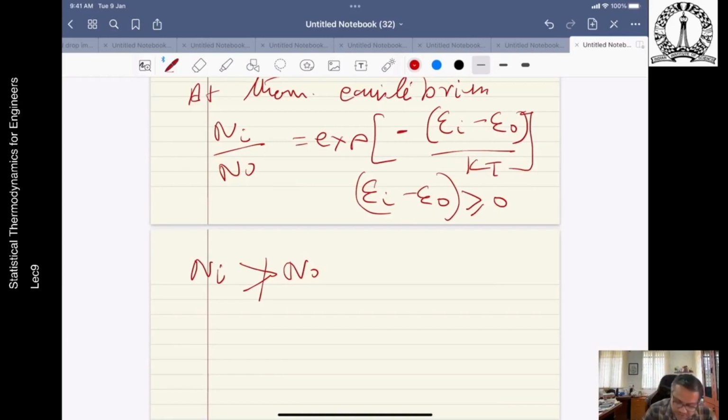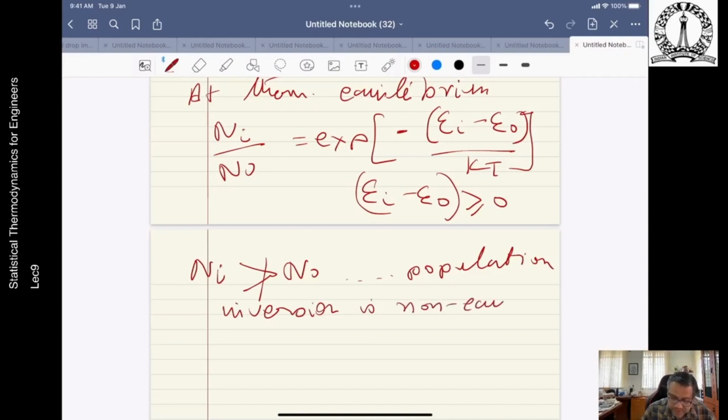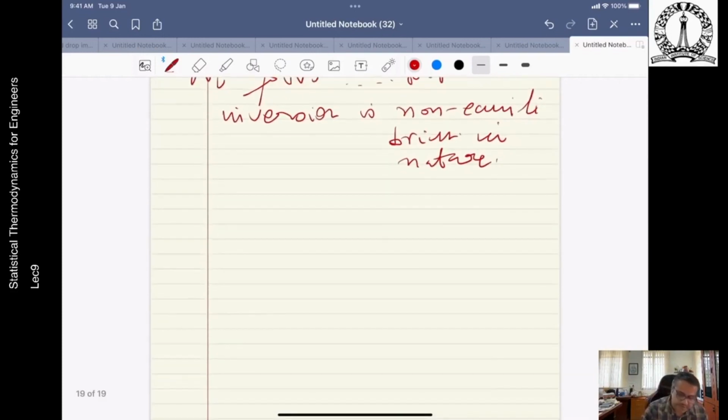So this also implies that population inversion is non-equilibrium in nature. It's not an equilibrium situation. I think this is quite clear from the estimate we have shown here.